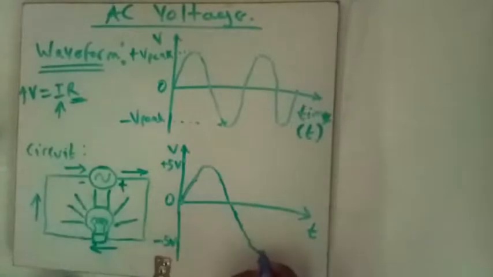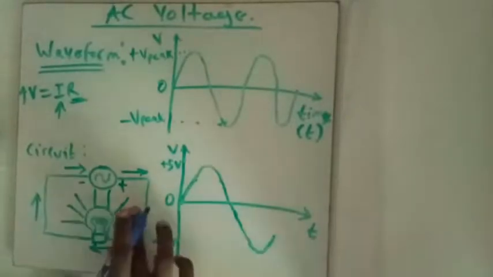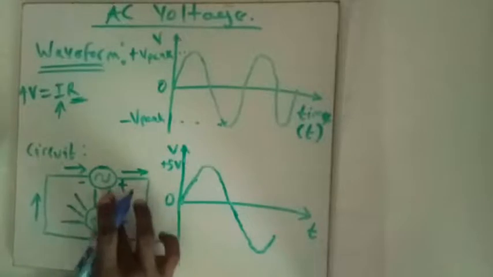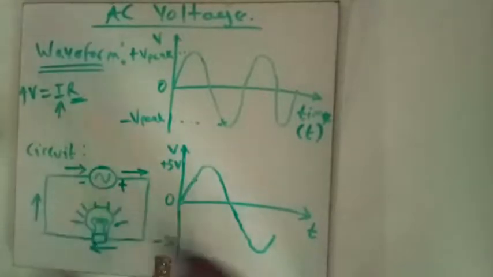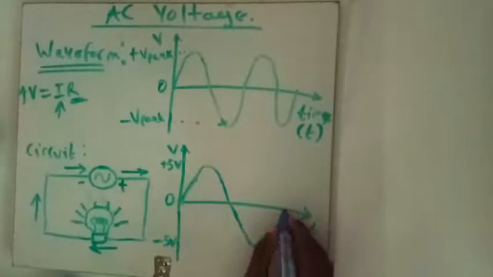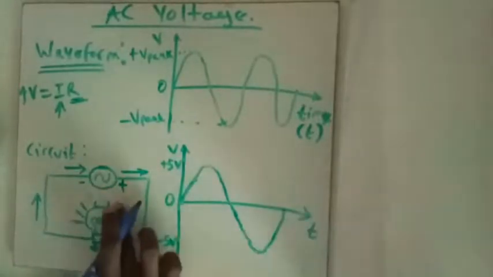When it gets to the negative peak, -5 volts, it's at peak brightness again, and then it begins to drop once again, and it dims down, and when it finally hits 0 once again, it goes off completely.